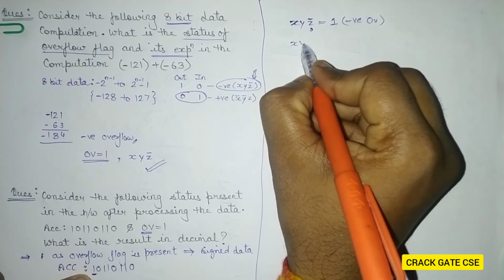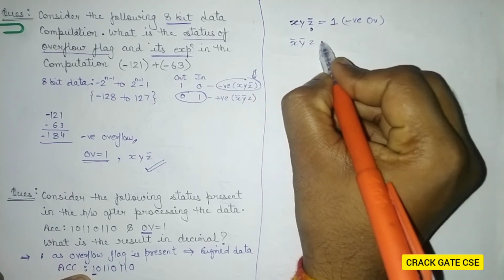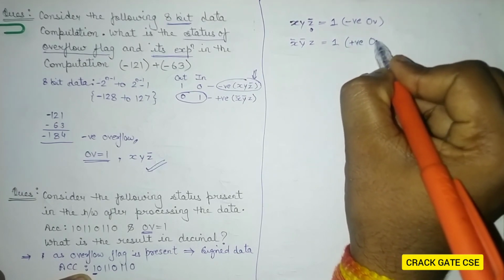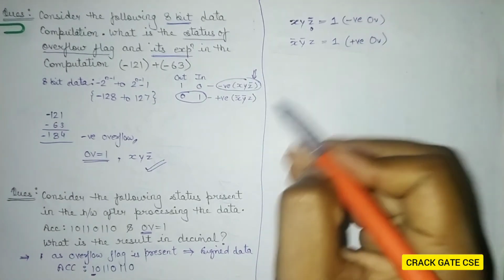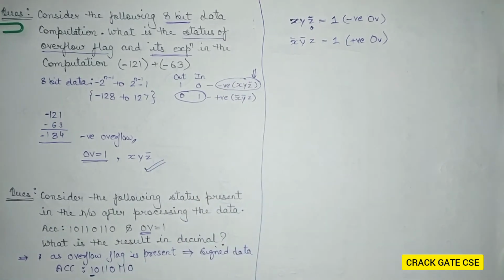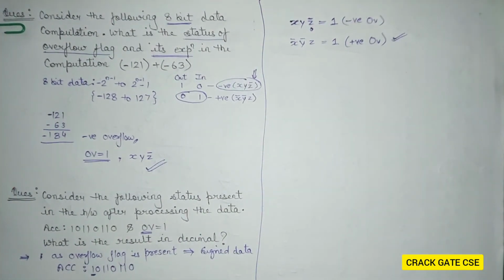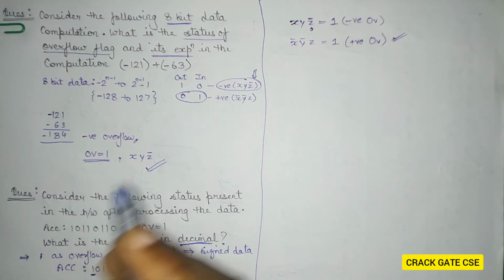And if it is x bar, y bar, z equals 1, then we say that it is nothing but a positive overflow. So if it is a positive overflow, here you can see that this z is 1. So we got a hint that we are talking about the positive overflow. Now our task is to find out the decimal value, right? Now let's move on to the main question. We have to find out the decimal value.